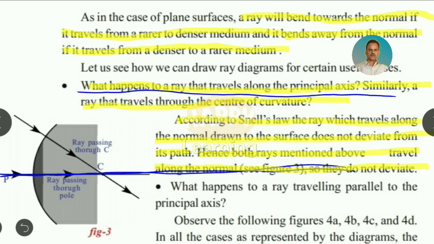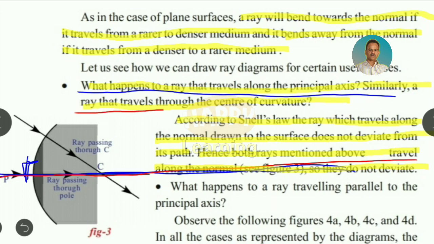Because it is passing through the center of curvature, because it is passing through point C, it is a normal. That means this ray is traveling along the normal. So it is the case of normal incidence. Here it is normal incidence. So there is no deviation at all. So this ray along this principal axis will travel in a straight path without any deviation. Okay, next.